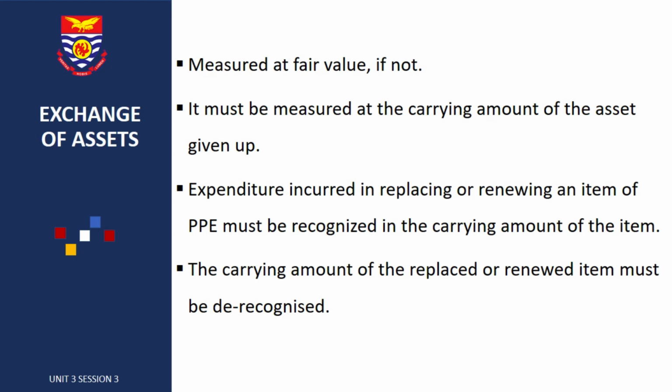The carrying amount of the replaced or the renewed item must be derecognized. So you have to derecognize the old item that you have in your books. You have to credit the account with that amount to derecognize it from your books, and then we recognize the new one that comes in by debiting it. Okay, so that is how we deal with the exchange of assets as well.